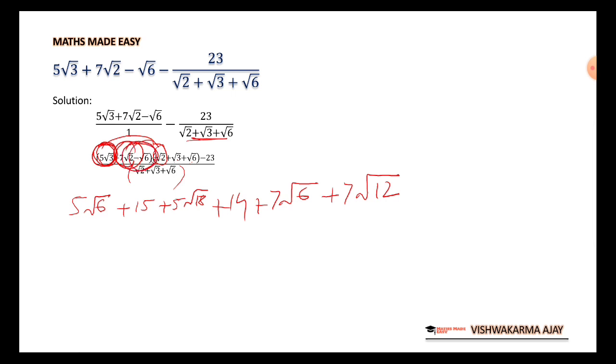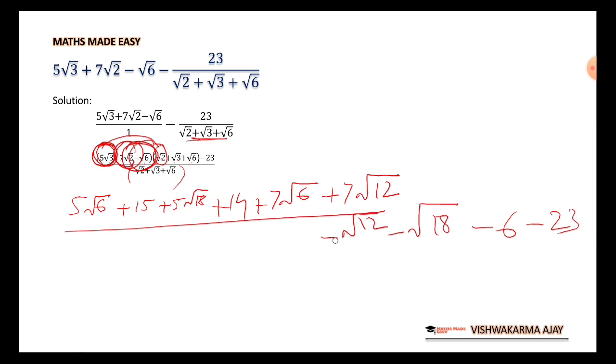Minus root 6 times root 2, minus root 12. Minus root 6 times root 3, minus root 18. Minus root 6 times root 6, minus 6, and 23 as it is.